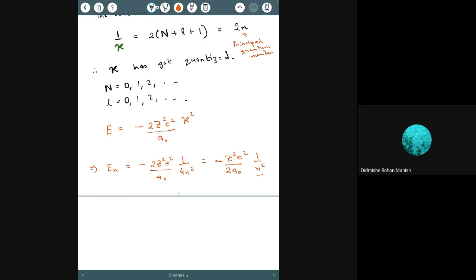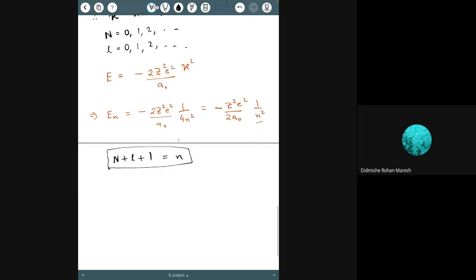But N and L are not independent in this case, right? I mean, capital N and small l are independent, but not small n and L, right? Since N plus L plus 1 equals n, and this is the relation, any two are independent, and it is up to us to choose what we want as a quantum number. Okay. Yeah, we'll talk about that a little bit more.